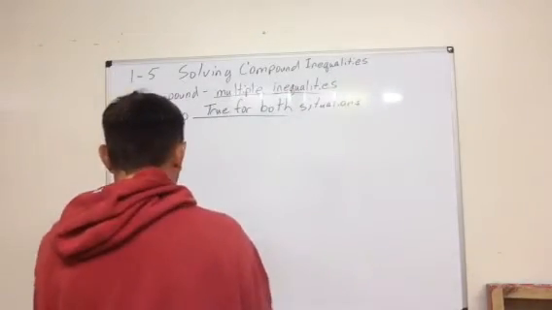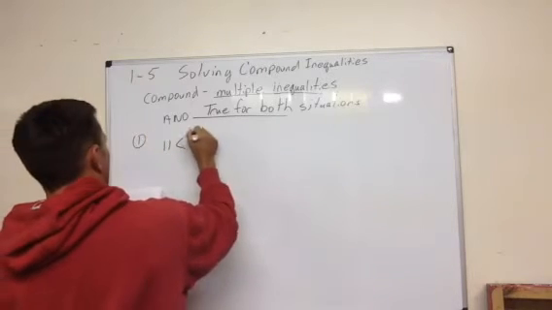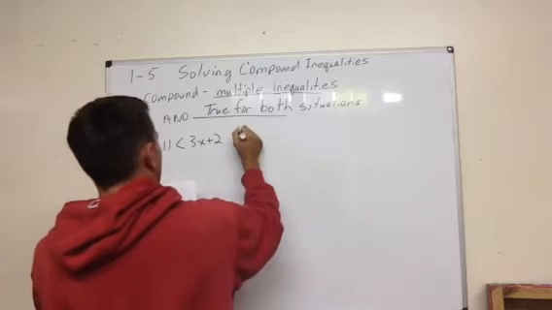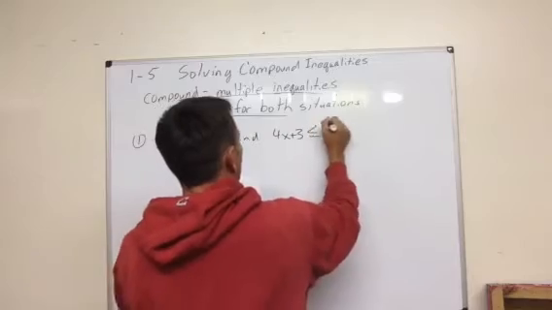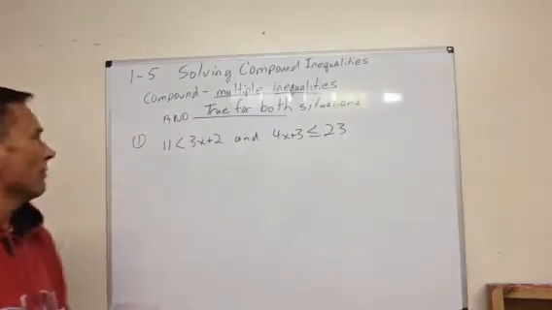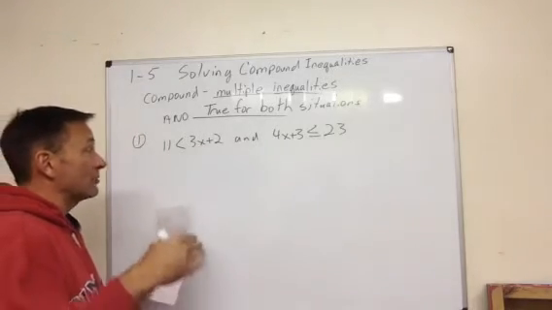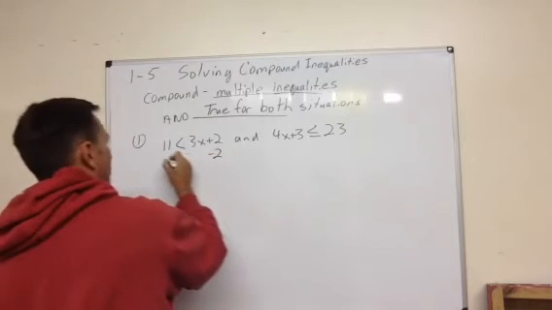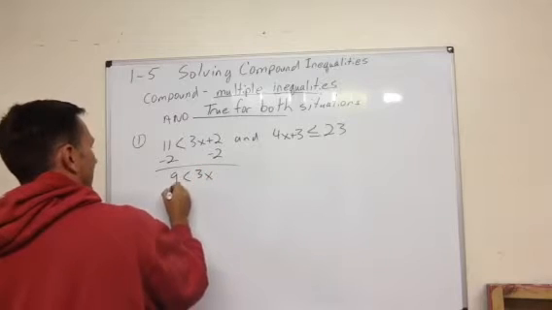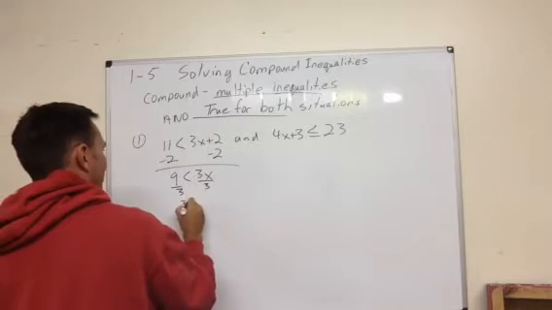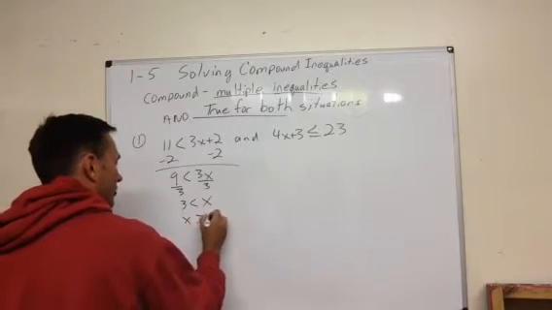So when we're looking at these problems, the first one that we're going to look at is 11 < 3x + 2 and 4x + 3 ≤ 23. We want to solve both of these problems and then put them together because our answer has to be true with both of them. So we're going to add negative 2 to this one, get 9 < 3x, divide by 3, and I end up with 3 < x. If we flip-flop, this means x is greater than 3.